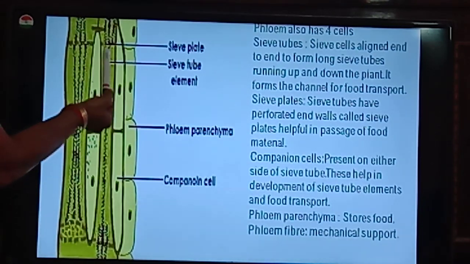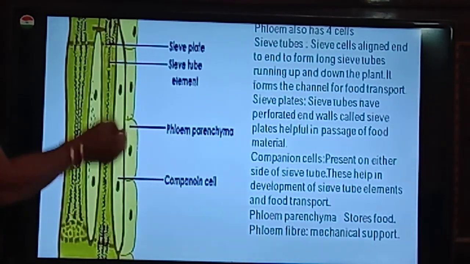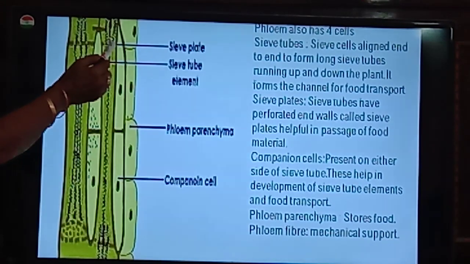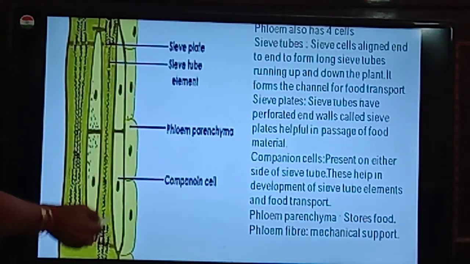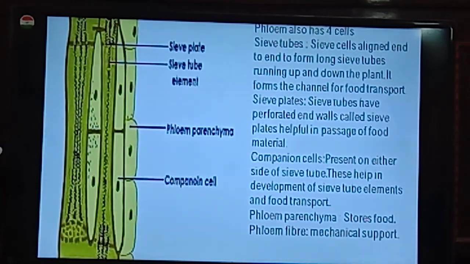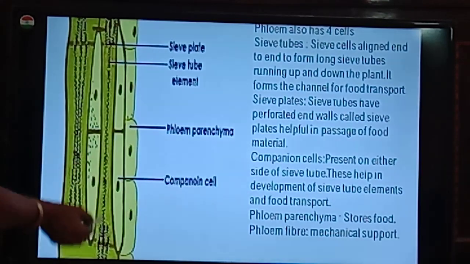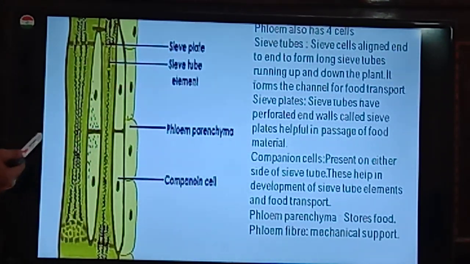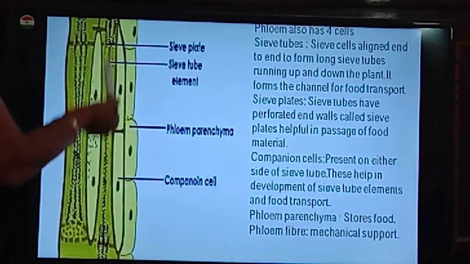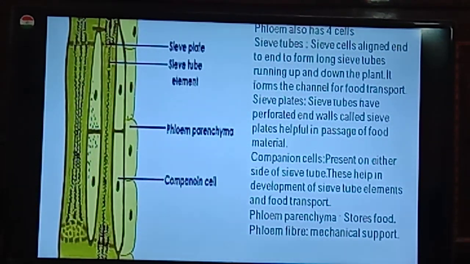And sieve tubes have perforated ends. Perforated means porous. So these are called sieve plates. These sieve tubes have perforated end walls which are called sieve plates. These are helpful in passage of food material.